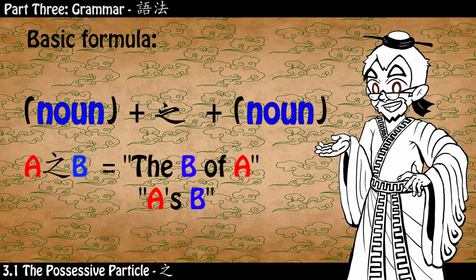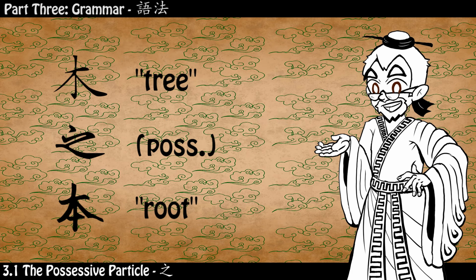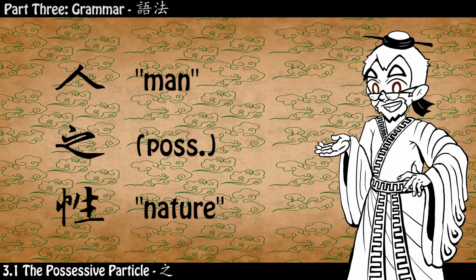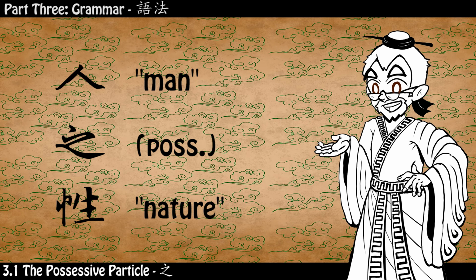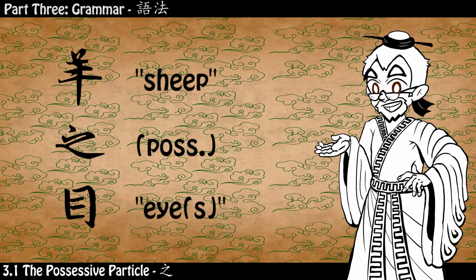And though our vocabulary at this time is fairly limited, you'll see that we can already make a few example sentences along this pattern. 木之本, tree, possessive, root. A tree's root or the root of a tree. 人之性, man, possessive, nature. Not to be confused with your toxic ex. Man's inborn nature or the inborn nature of humanity, etc. 羊之目, sheep, possessive, eye, which we can translate as the sheep's eye, the sheep's eyes, or the eyes of sheep.